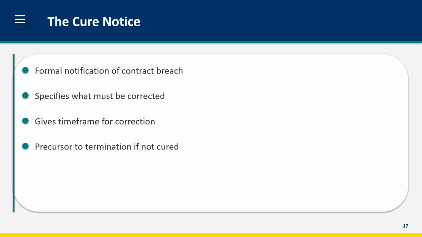A cure notice is a formal notification that the vendor is in breach of contract. It specifies exactly what must be corrected. It gives a time frame for correction, often 30 days. If the issue isn't cured, the cure notice is typically a precursor to termination. Cure notices are serious. They signal that you're considering ending the relationship. Use them when softer approaches have failed, but don't bluff. If you issue a cure notice, be prepared to follow through.